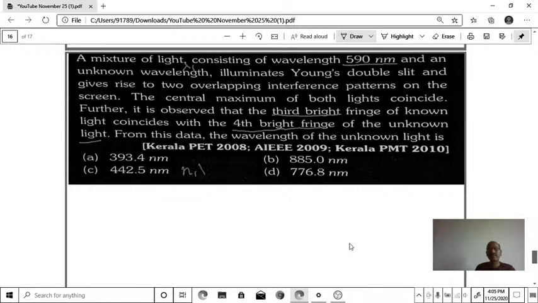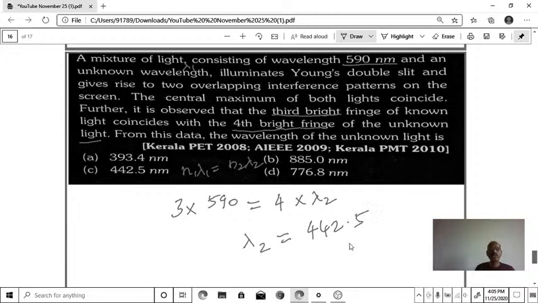It is given n1 lambda 1 equals n2 lambda 2. That's it. n1 is given as 3, lambda 1 is the given wavelength 590, and n2 is 4, the fourth bright fringe of lambda 2, whose wavelength is unknown. From this, lambda 2 equals 442.5 nanometer. Option 3 is the correct one.